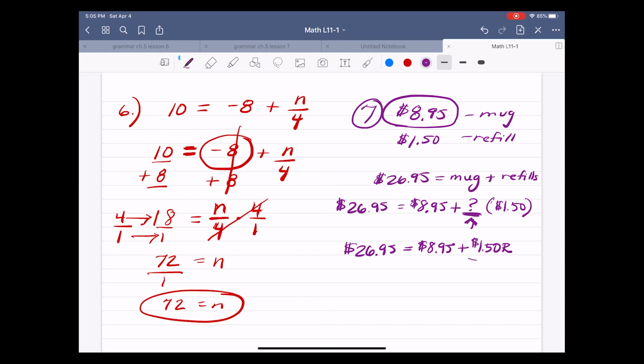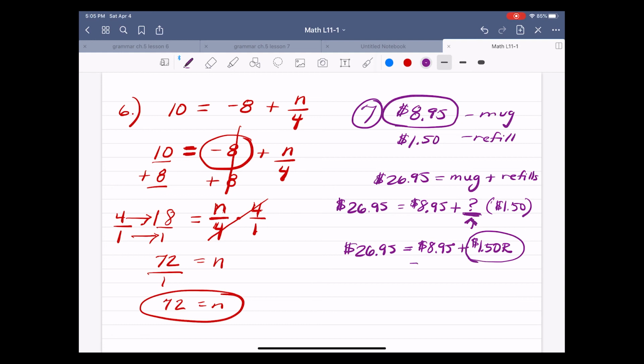The first thing we've got to recognize is where our variable is. Our variable is R, and it's connected to times $1.50. Because if she got 2 refills, she spent $3 on refills. If she got 3 refills, she spent $4.50 on refills. The R is our variable. The answer is going to be dependent on how many refills she had.